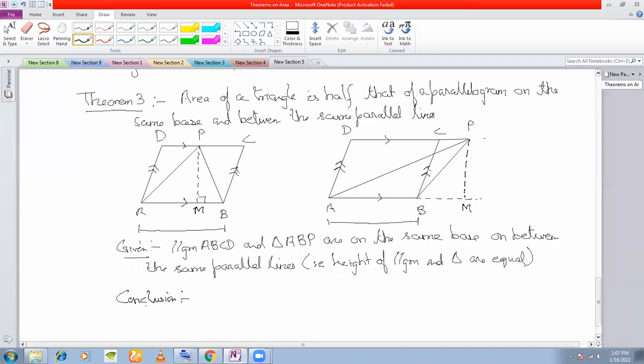Lying between the same parallel lines simply means that the heights are equal. So in this case, the parallelogram and the triangle are on the same base and they also have the same height. That is, they are between the same parallel lines. Then I can conclude that for any of the figures that you see, area of triangle ABP must be equal to half the area of parallelogram ABCD.